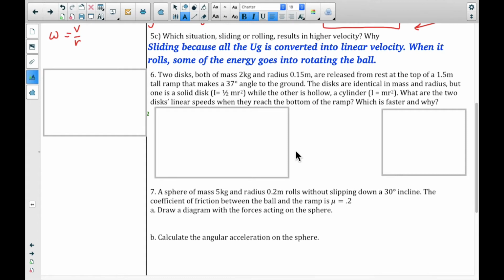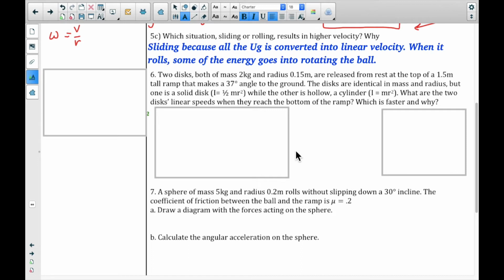The disks are identical in mass and radius, but one is a solid disk, so it's 1/2 mr squared, while the other one is hollow. In other words, it's a rim, a cylinder. Just a rim is a good picture. What are the two disks' linear speeds when they reach the bottom of the ramp? And then which is faster and why?